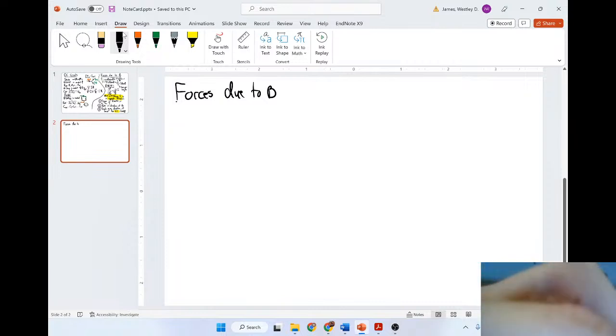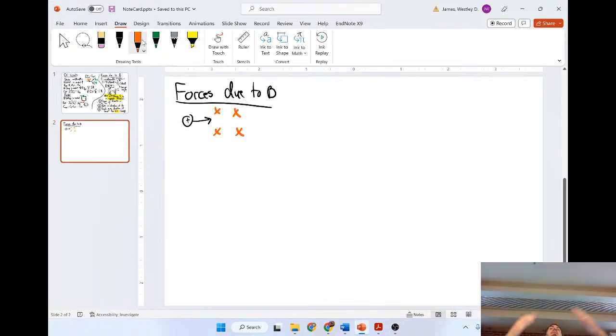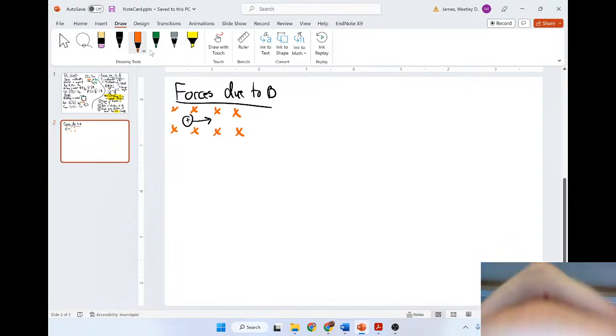Forces due to B, continued. The only other thing that you need to know is if you have a charge moving into a magnetic field, here's a positive charge moving into a field. Say that field is going into the page. What happens to that charge? It experiences a force, but it continues to experience a force. And what shape does it make? A circle. A charge entering a field will go in a circle.